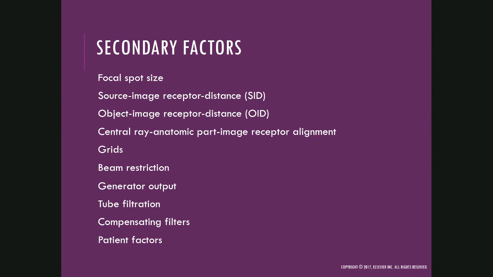Recall that the focal spot inside the X-ray tube is the source of the X-rays. Hopefully you guys have got that down pat now. The source of the X-rays comes from the focal spot. The electrons come from the filament, come across, smack the anode. Whether we use a large or small filament determines whether we are using a large or small focal spot size.